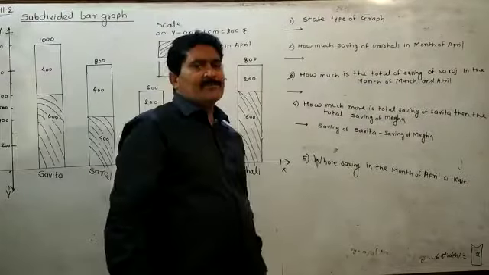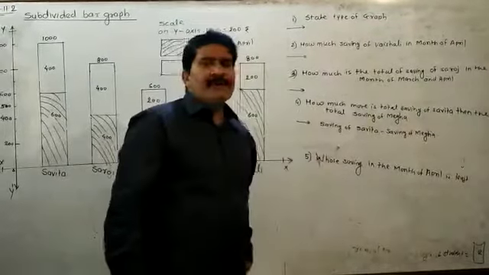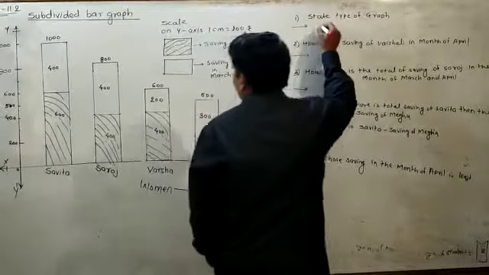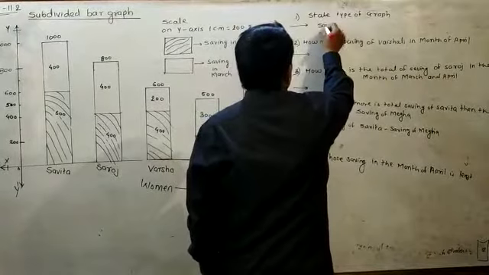And from the given paragraph, you have to search for the answer to this question. Then state the type of the graph. What is the type of the graph? I have already said that this graph is a subdivided bar graph.